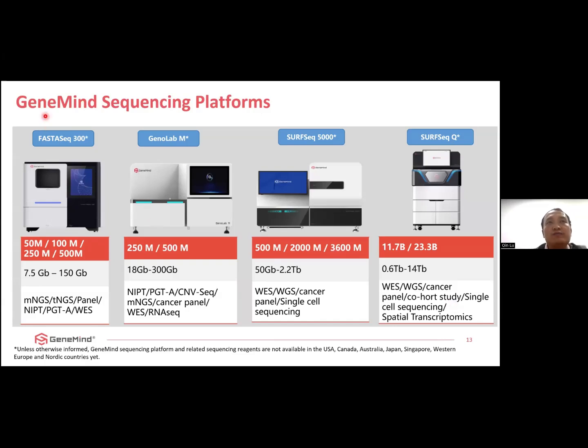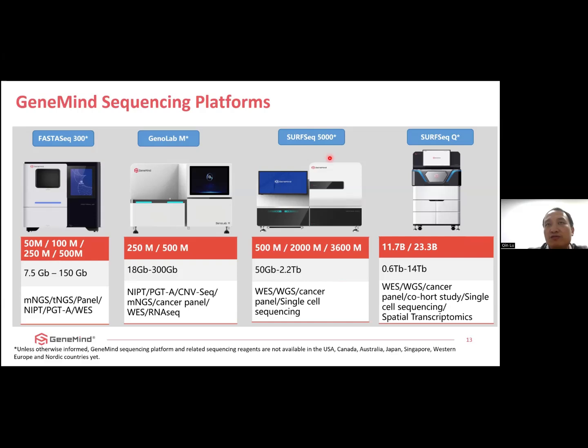And here are our sequencer platforms, fully developed by ourselves. FastSeq 300 is very fast, very suitable for short turnaround detection. And the GeneMind has a bit bigger throughput, and the SURFSeq 5000 has very high output, suitable for WES, WGS, and some big panels. And the SURFSeq Q has a very huge output, and it could be used for very big cohort research and a very large number of samples.